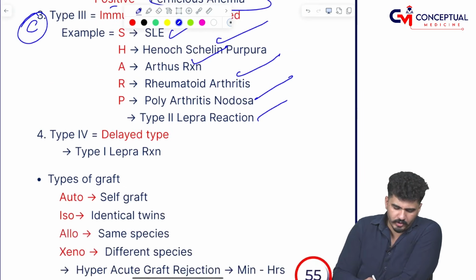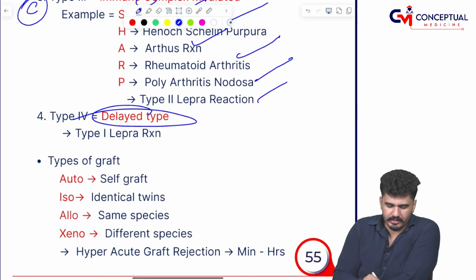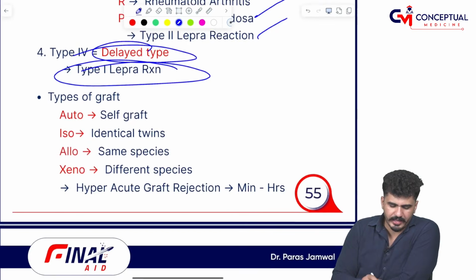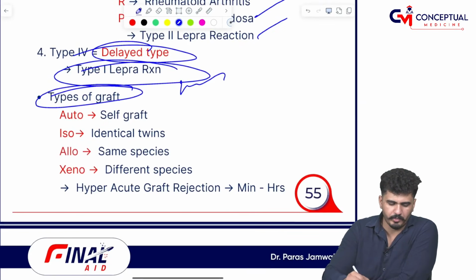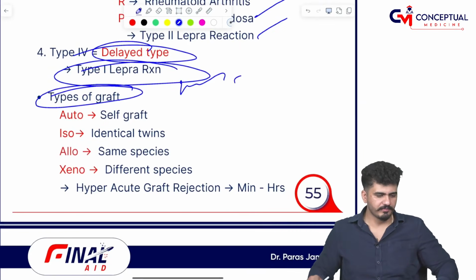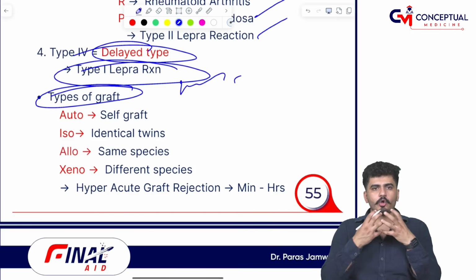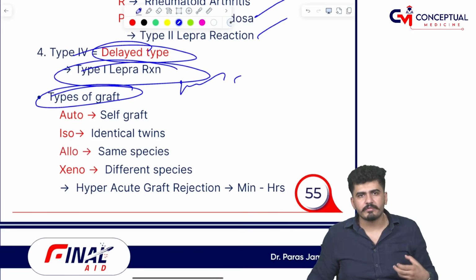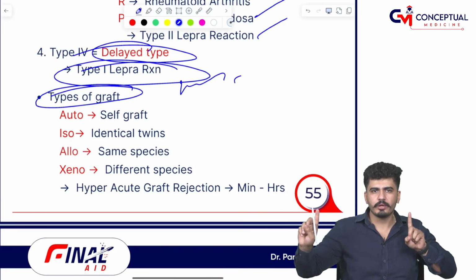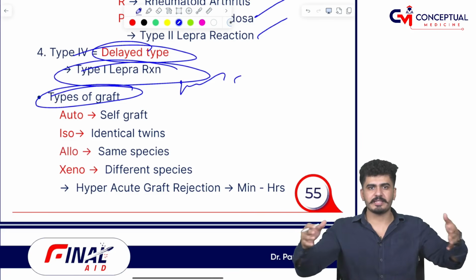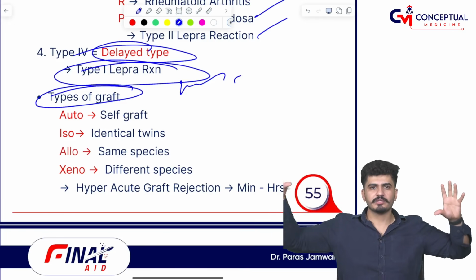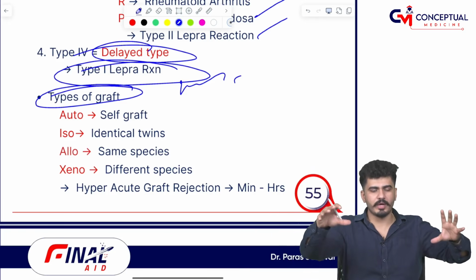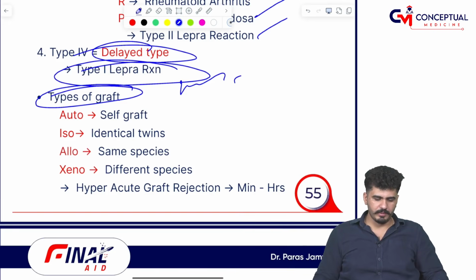Now type 4, if we talk about, this is delayed and it includes type 1 lepra reaction. And types of graft is also an important question for exam. My dear friends, remember types of graft: auto, iso, allo and xeno. Auto is a self graft, iso is an identical twin, allo is the same species and xeno is a different species. So auto, iso, allo and xeno types of graft you have to remember.